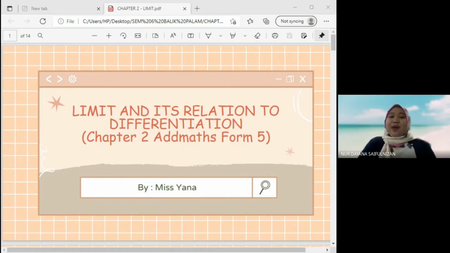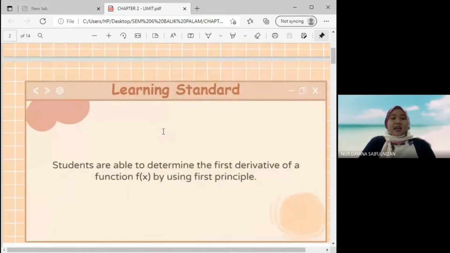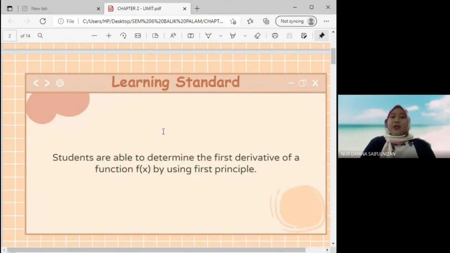So today we are going to learn on topic limit and its relation to differentiation. This topic is in chapter 2, Additional Mathematics Form 5. In this topic, what will you learn? Students are able to determine the first derivative of a function f(x) by using first principle.